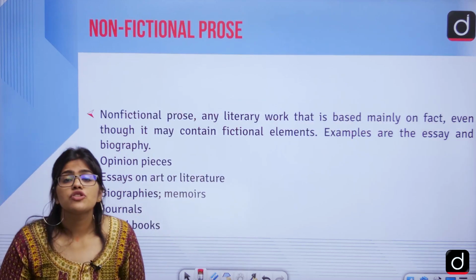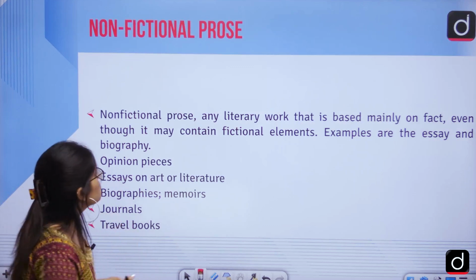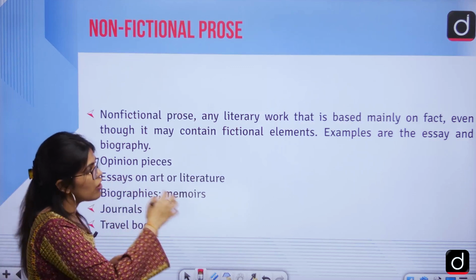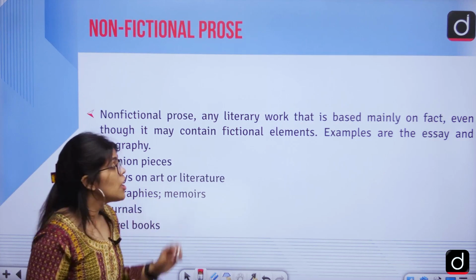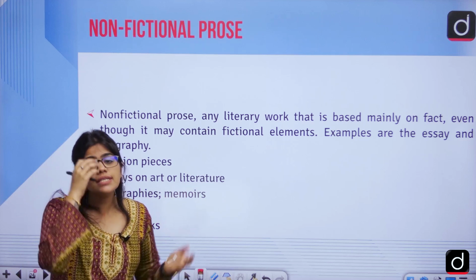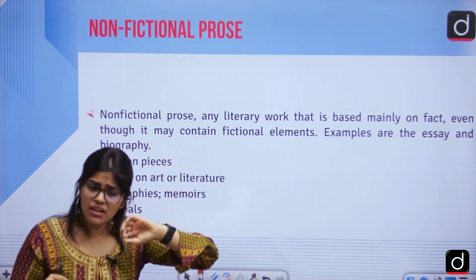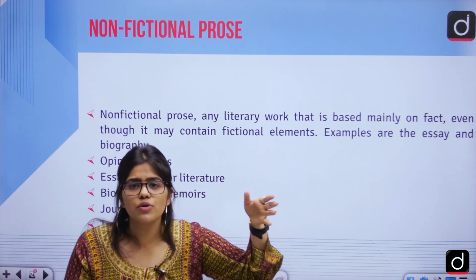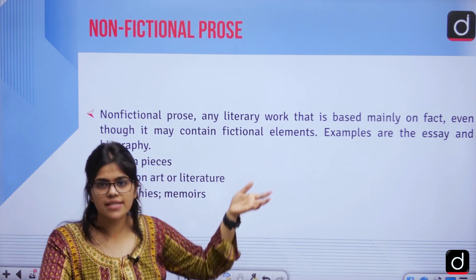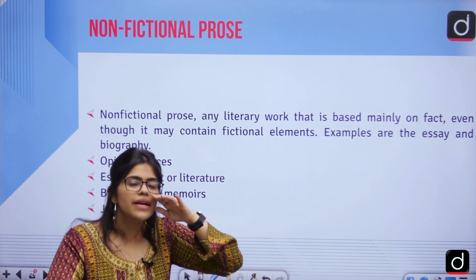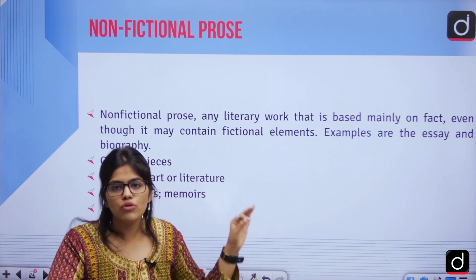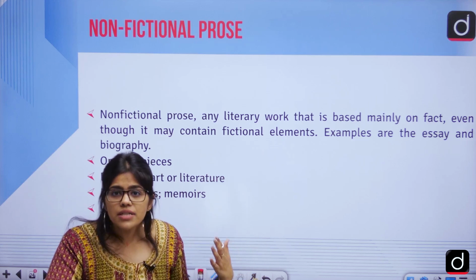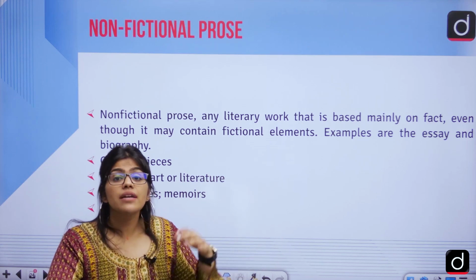Then comes the non-fictional prose. In this non-fictional prose, you should be clear that there are a lot of things that can fall under it, and here smart work is important. How do you start approaching this? Study about the Bible. This time also they asked a question about which is the original text from where this Bible was taken, right? So anyway, you should be clear with the chronology of the Bible, how it was written, which was the first Bible, and of course the dates.